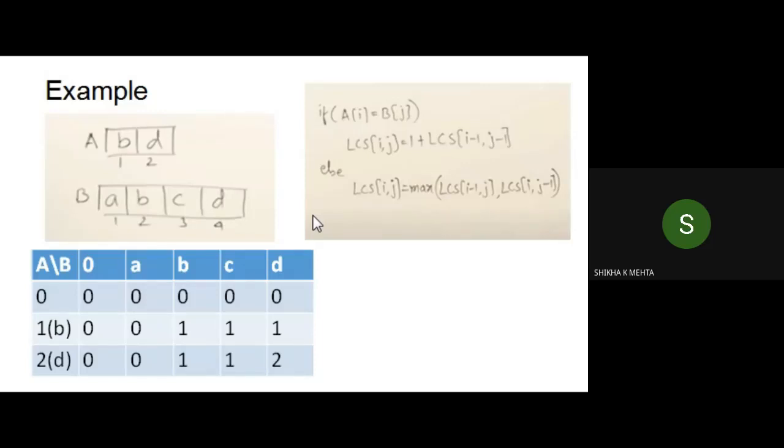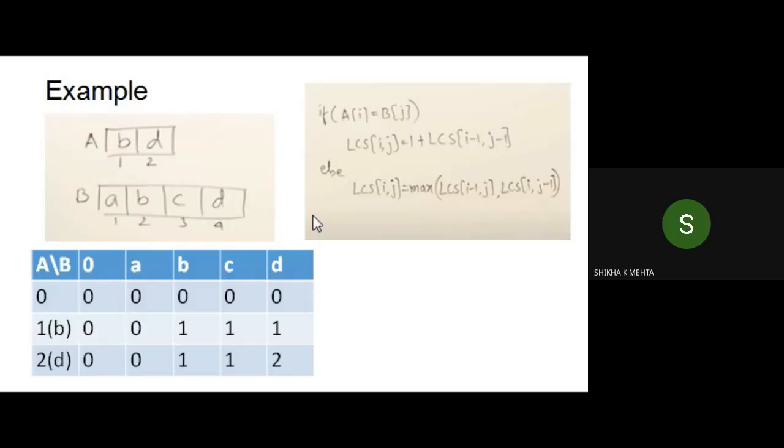Here you can see if A[i] is equal to B[j], both were D. So we did 1 plus LCS[i minus 1][j minus 1]. So the first element that we are going to consider is 2, and that gives us the character D, and then we move diagonally. So we got it diagonally. Here we say 1. If we see the diagonal element, it is 0. That means it is not received from here.